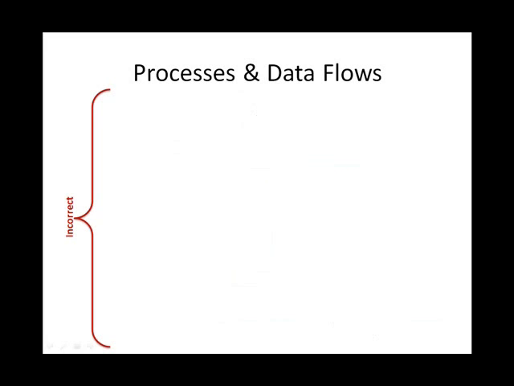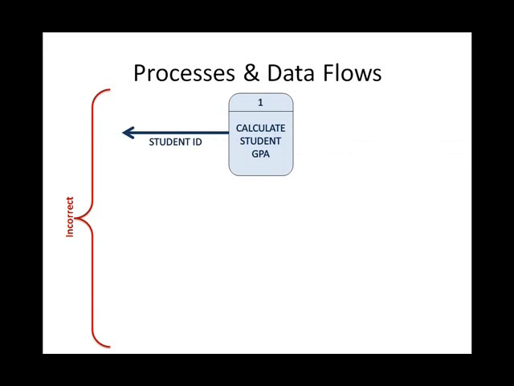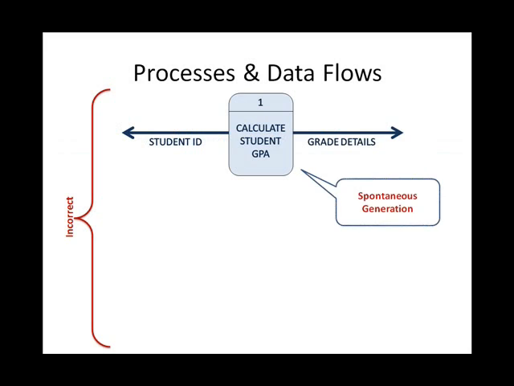These are incorrect examples, and let us find out why. The process here you're looking at is calculate student GPA. I have here an output which is a student ID and another output, grade details. I'm not looking at the logic at this point, but this is incorrect simply because I have two outputs and no inputs. This is called spontaneous generation. That means I made something, the output, out of nothing. So remember, processes need at least one input and they will produce at least one output.